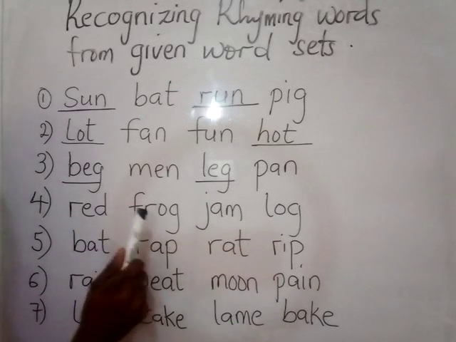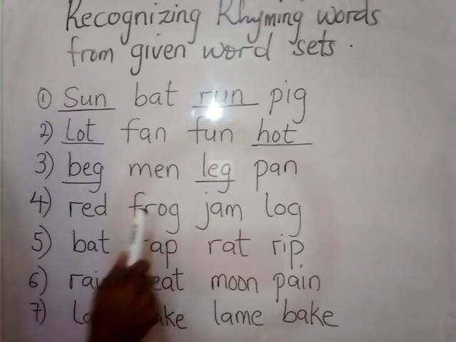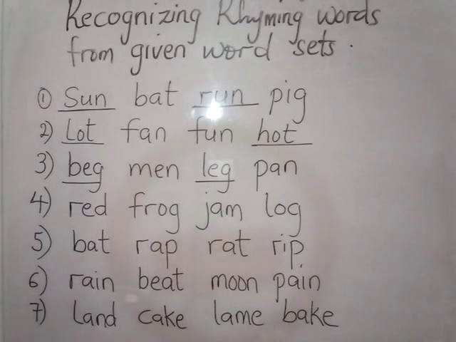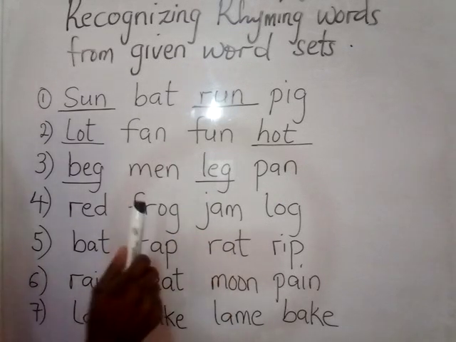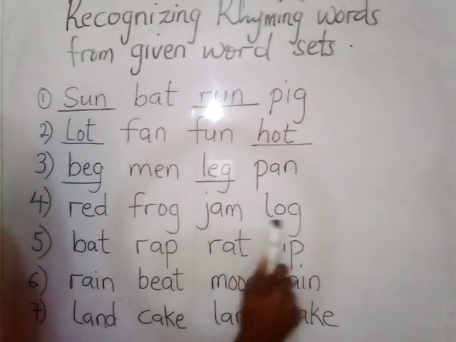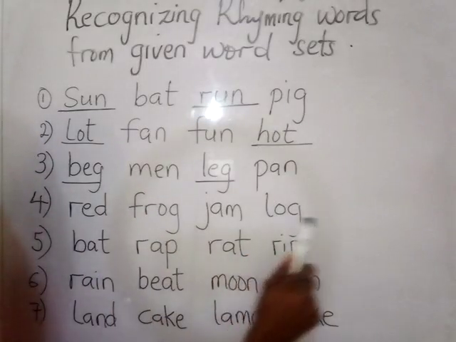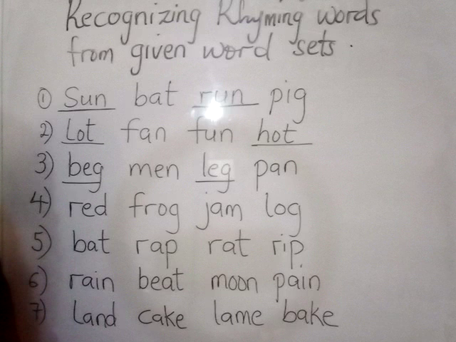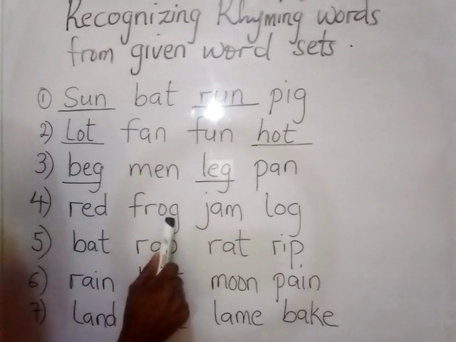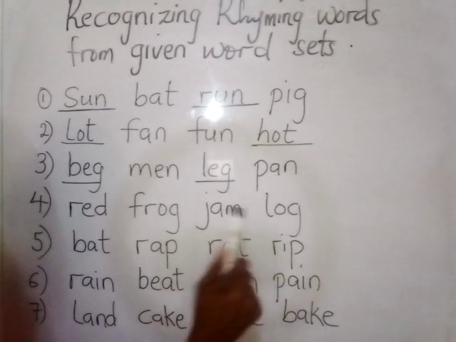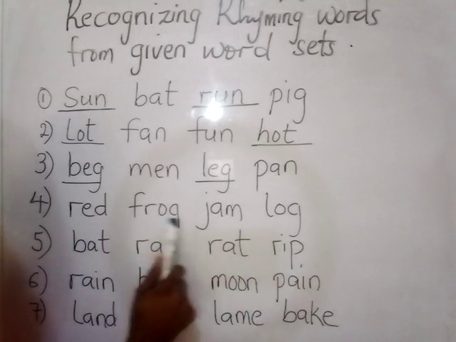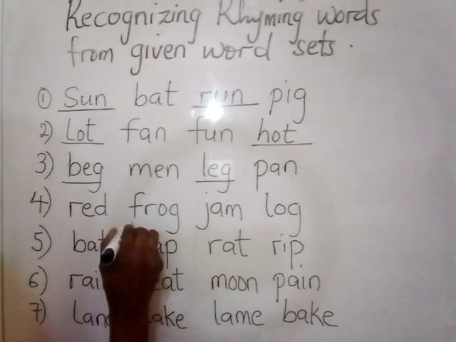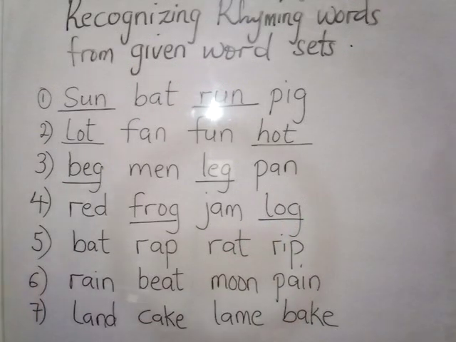So now we move forward to frog. Let's see. Frog and jam. Og, am. Do they rhyme? No, they don't. And let's go to the next one. Frog and log. Let's remove the first sound. Even though this is a consonant cluster, let's remove it as just one sound. We're left with og. And we remove the first sound, l, here. We are left with og. So we have og, og. That means frog and log are rhyming words.